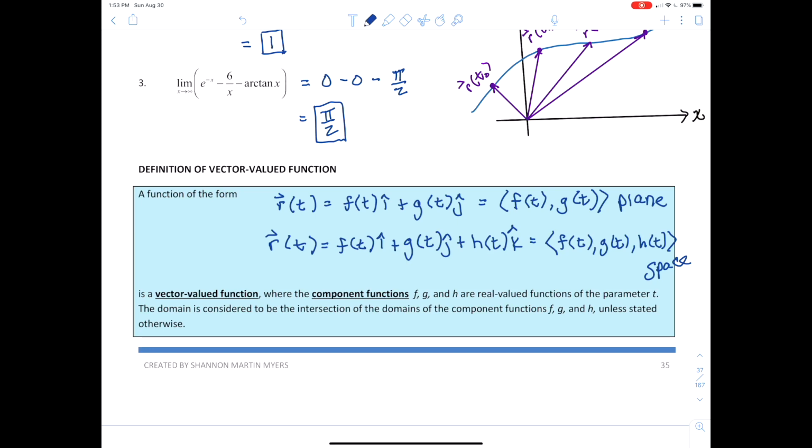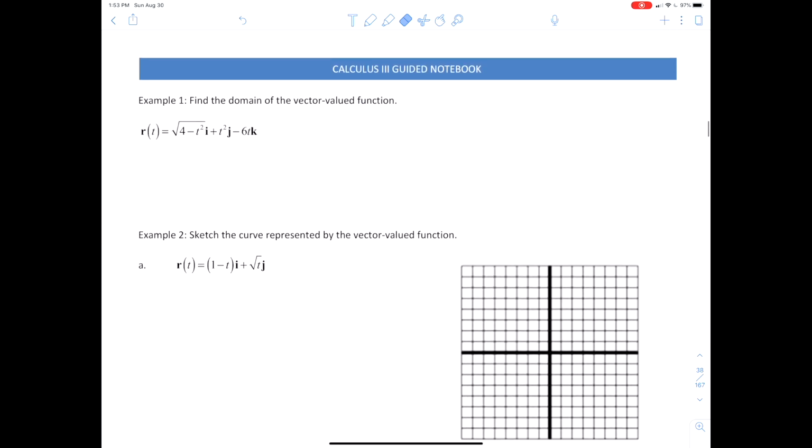Now, these are vector valued functions where the component functions f, g, and h, or just f and g, are real valued functions of the parameter t. The domain is considered to be the intersection of the domains of the component functions f, g, and h, unless stated otherwise.